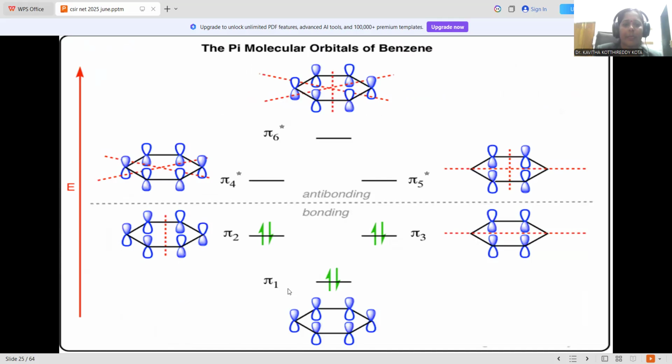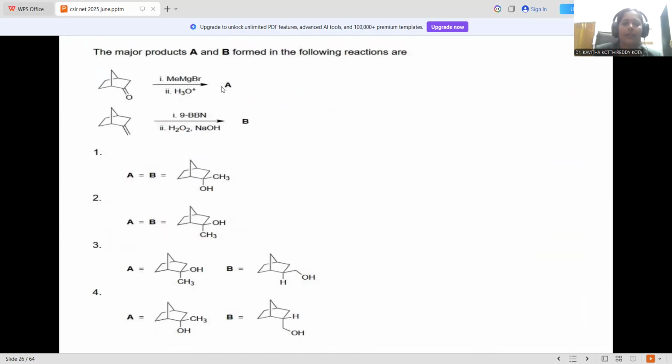43. Question number 43. The major products A and B formed in the following reaction. Again, it is a part of organic chemistry. I'm taking a bridgehead carbonyl norbornanone system, and it is added with methyl magnesium bromide Grignard reagent followed by hydrolysis carried under acidified conditions. What could be the compound A we need to analyze? And in the other compound, you can notice the same kind of bridgehead compound, but instead of carbonyl, there is an olefinic double bond at the same carbon.